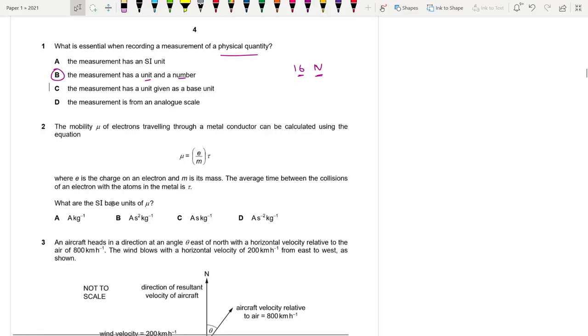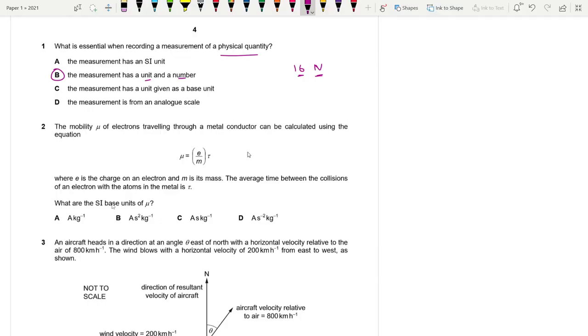The mobility mu of electrons traveling through a metal conductor can be calculated using this equation, where e is the charge of an electron and m is its mass. The average time between the collisions of an electron with the atoms in the metal is tau. That's the time constant, tau. It's in A2 physics. What are the SI base units of mu?